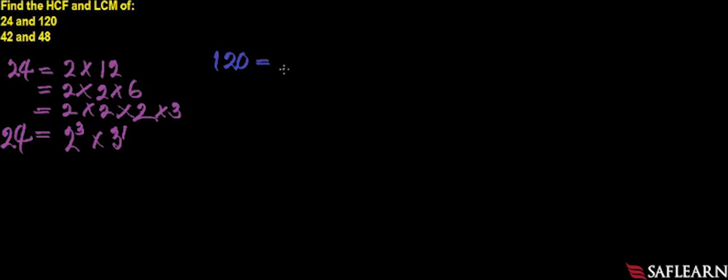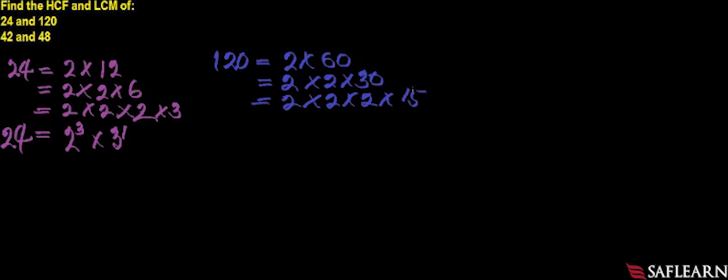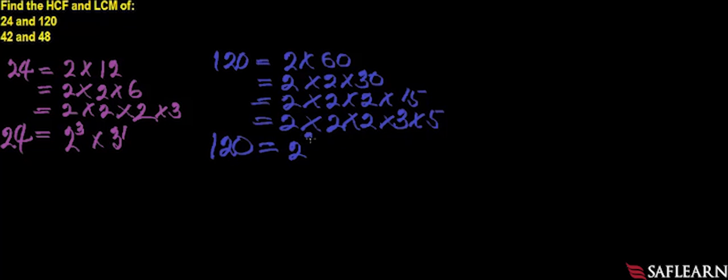Okay, now let's take the next one, which is 120. 120 is equal to 2 times 60. 60 is 2 times 30, and 30 is 2 times 15, and then finally 15 is 3 times 5. So 120 is 2 raised to power 3 times 3 raised to power 1 times 5 raised to power 1.